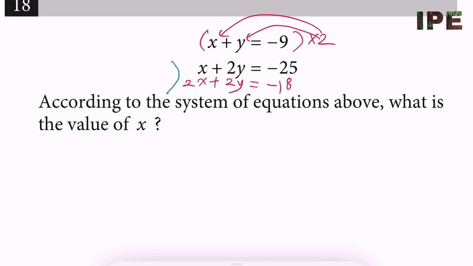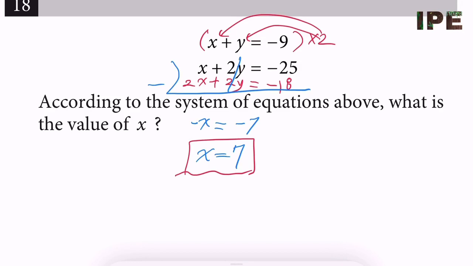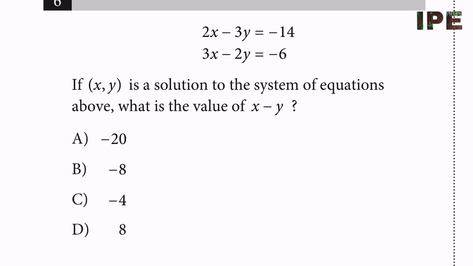And I subtract these two equations. x minus 2x, negative x. 2y minus 2y, cross out. That is equal to negative 25 minus negative 18. That's going to be negative 7. So x equals 7. This is the answer. I used elimination. So I really recommend you use elimination to solve this problem instead of substitution. But not much different. Number 6, 2x minus 3y equals negative 14, 3x minus 2y equals negative 6.